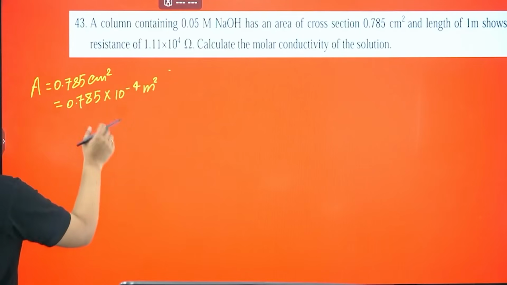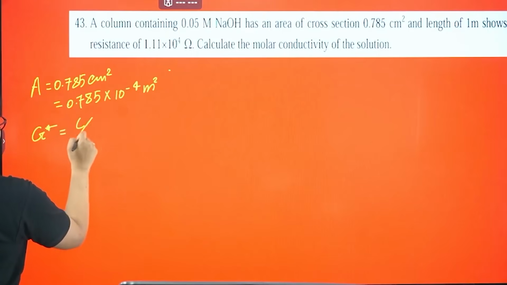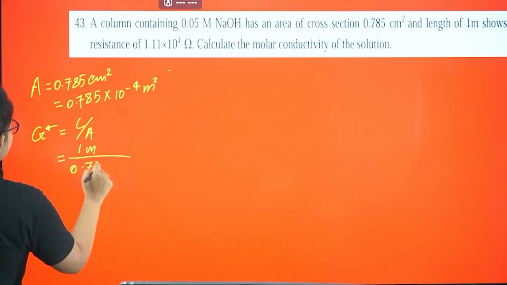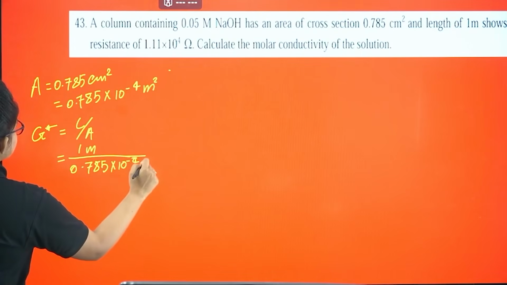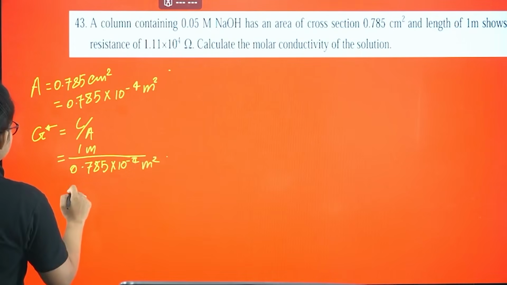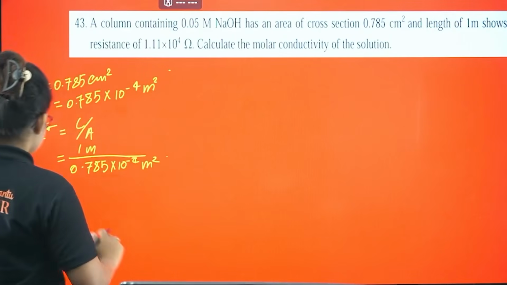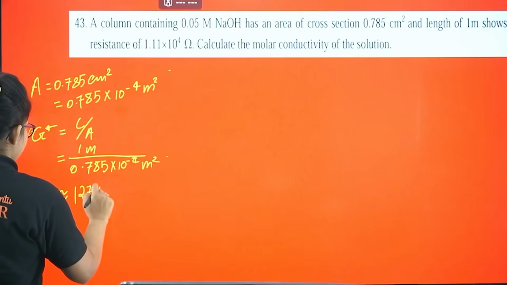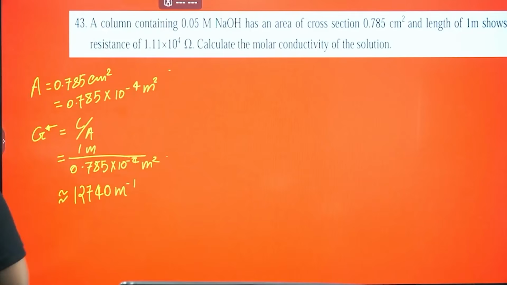Right. Now, let's calculate G star, the cell constant. It is L by A. So 1 meter by 0.785 into 10 power minus 4 meter square. Okay, if you calculate this, it will come up to be something like 12740 meter inverse. Okay, so once you have the G star, you can calculate the kappa from here.